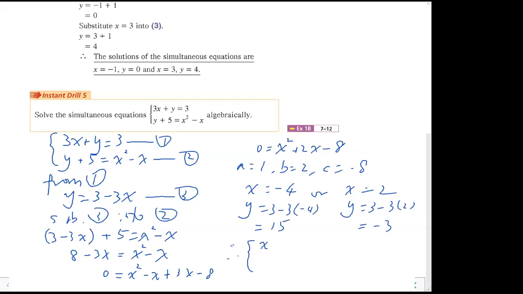Okay, and finally, let us write down the final answer. The first pair of answer will be x equals -4 and y equals 15. And there is a second pair. So x is equal to 2 and y is -3. Okay, so that is the answer.